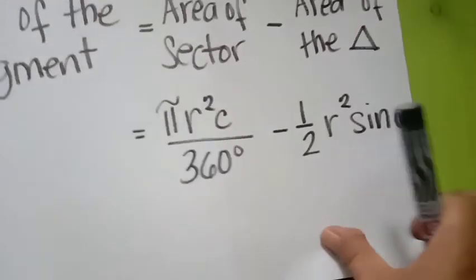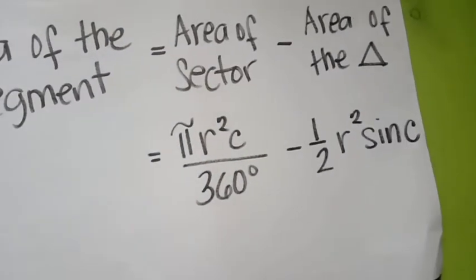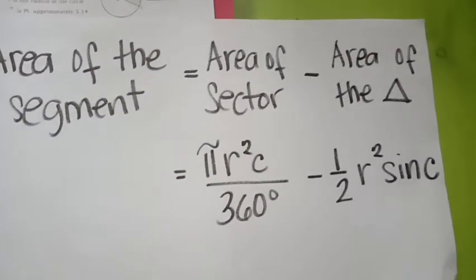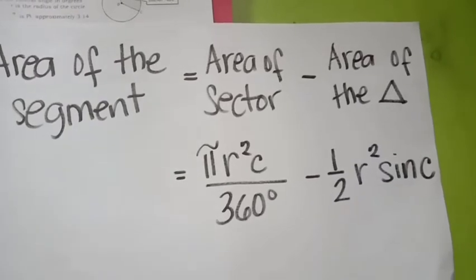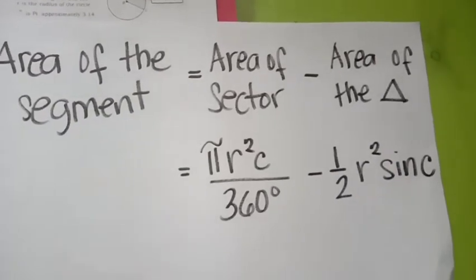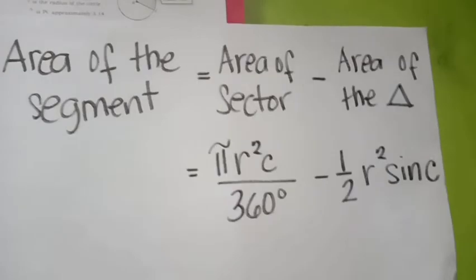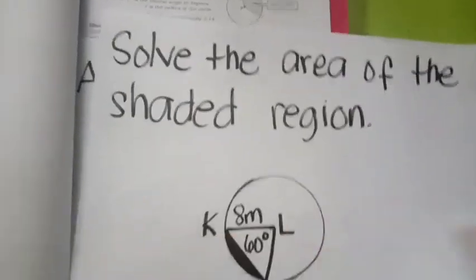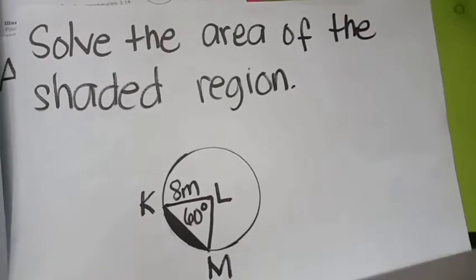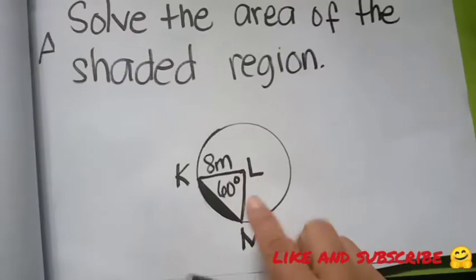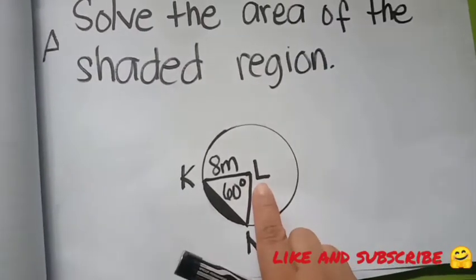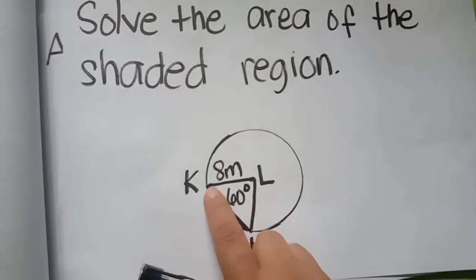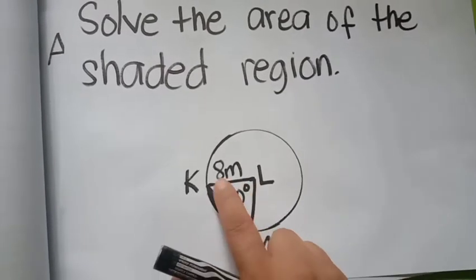So again, when we say c, c is the central angle in degree measure. That is also the measure of the arc intercepted by the central angle. So let's have an example. Solve the area of the shaded region. So we have here circle L. So sa circle L, the measure of the radius is 8 meters.